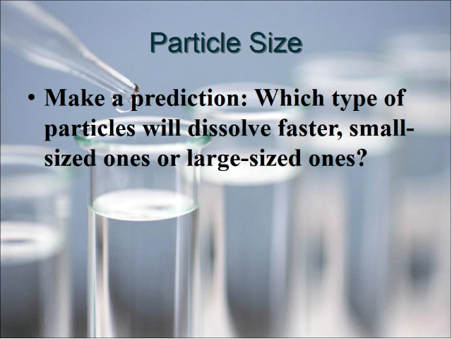Big salt. These are salt tablets. These are what water softeners use to clean the water. So we're going to make a prediction of what we think will dissolve faster, slower, or whatnot. And you can put a little reason why if you'd like as well.